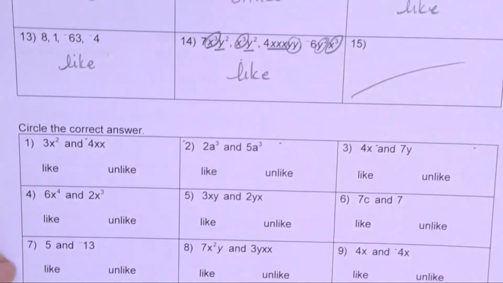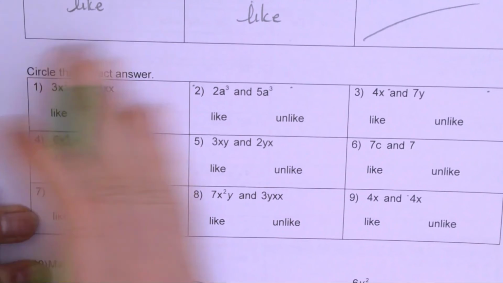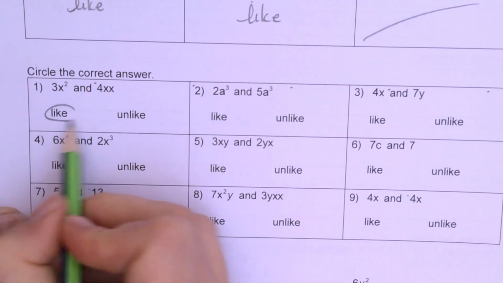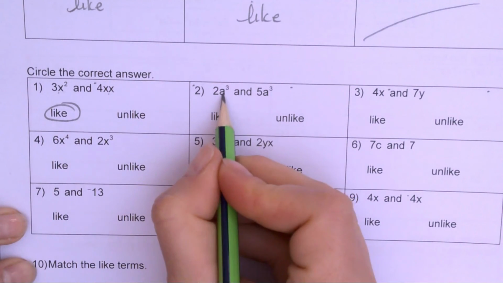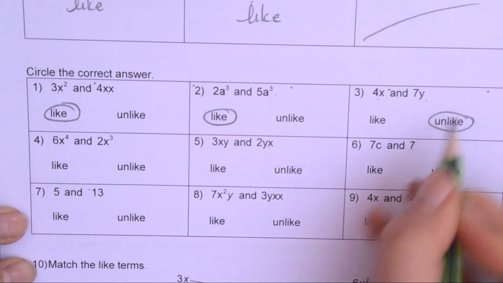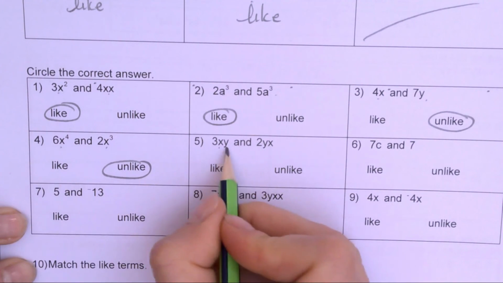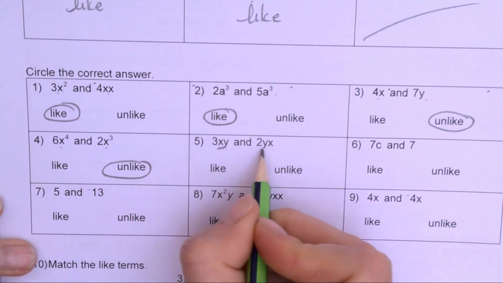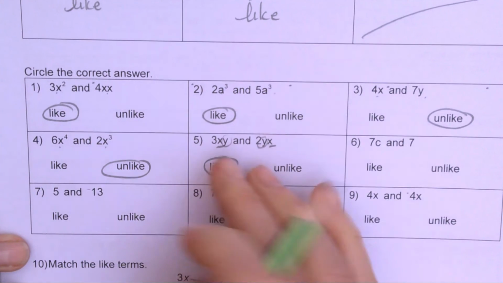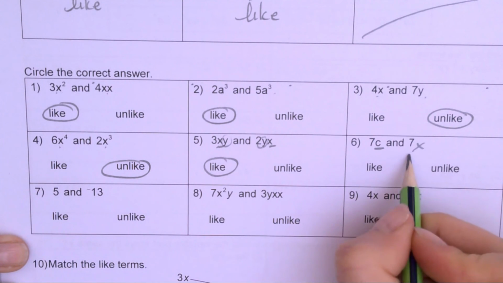Okay. So circle the correct answer. So pause the video and you try and do this, and then we'll check your answers afterwards. These are like, 2 x's, 3 a's, 3 a's, x, y, not the same. 4 x's, 3 x's, nope. x, y, y, x, this has an x, this has an x, good. Has a y, it has a y, so it's okay. It's okay if they're backwards and they flip them around. This has a c, this does not have a c, so they're unlike.